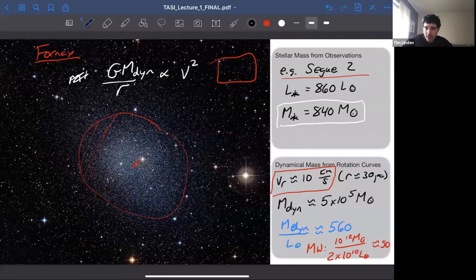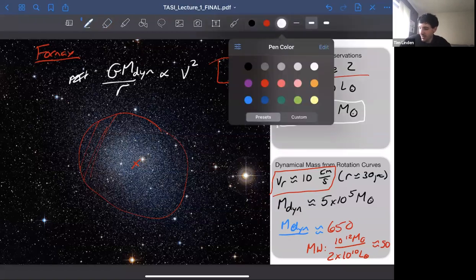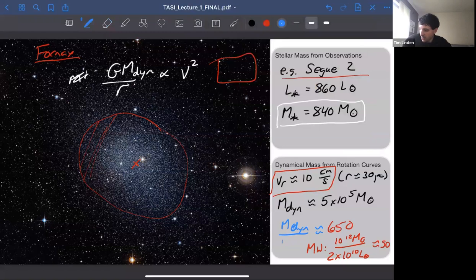Why do we compare the dynamical mass for a dwarf galaxy to L sun, but not for the Milky Way? We could do it for the Milky Way. It's most interesting for dwarf galaxies because these numbers are significantly larger. I also noticed that I wrote this backwards, and the actual value is like 650 and not 560. Anyway, that should be L sun. Yes, thank you. That would have answered that question better. That should be L star down here. Thanks, Shane.